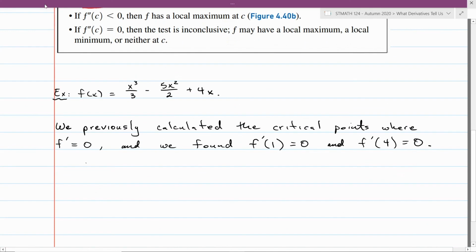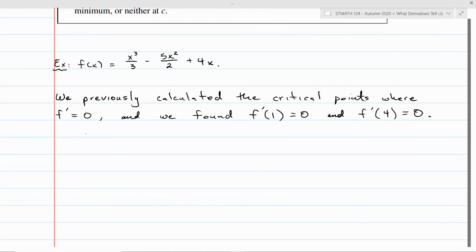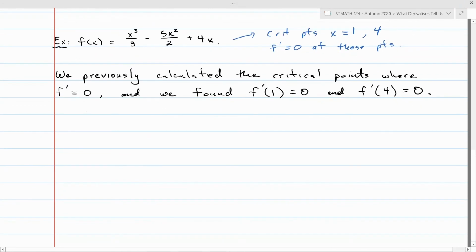Okay, so here's a function that we worked with previously. f(x) = x cubed over 3 minus 5x squared over 2 plus 4x. So we previously calculated critical points. On this function we had critical points x equals 1 and 4, and f prime was equal to 0 at these points. So if I want to check whether there's a maximum or a minimum occurring at these points, all I've got to do, according to the second derivative test, is calculate the second derivative first.